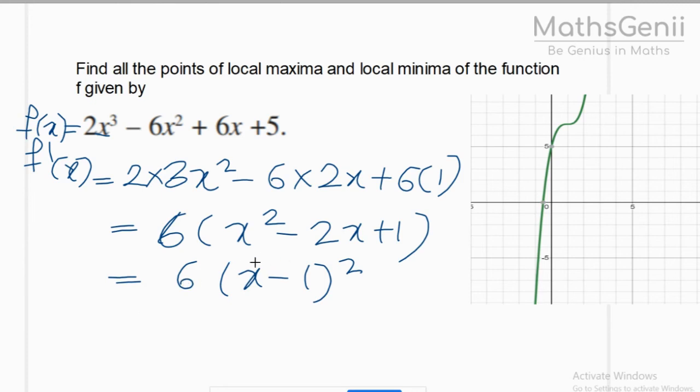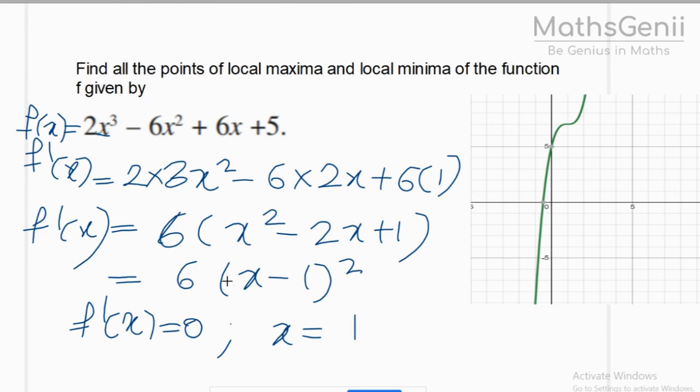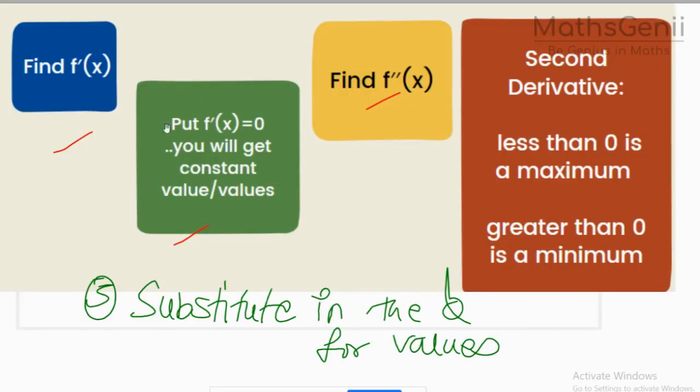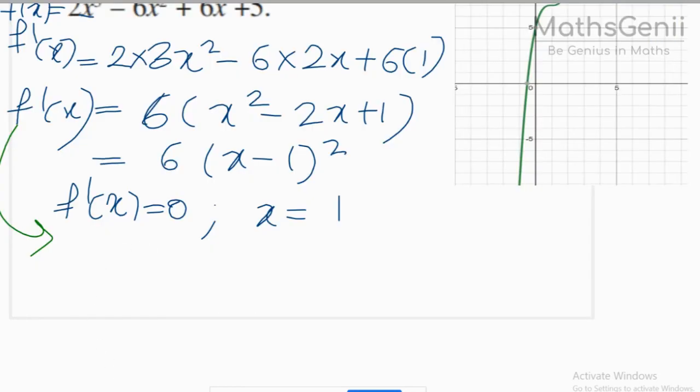Correct? This was your f dash of x. This is your first step. Now I have to find where the f dash of x is going to be 0. So at x is equal to 1, if you put 1 here, f dash of x will become what? 0. Correct? So this was my first step. Second step, this was my second step, f dash of x, and then I found the values also. Third step is f double dash of x. So let's find f double dash of x.